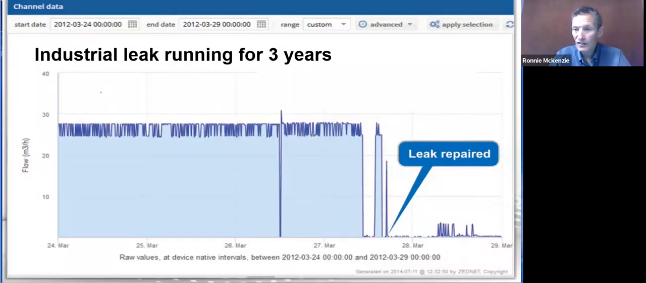Talking of which, this one ran for 3 years. This is an interesting leak. This was an industrial leak. It ran at 25 cubes an hour for 3 years. The water bill for that at current tariffs would have been between $1 and $3 million. So that was quite significant.